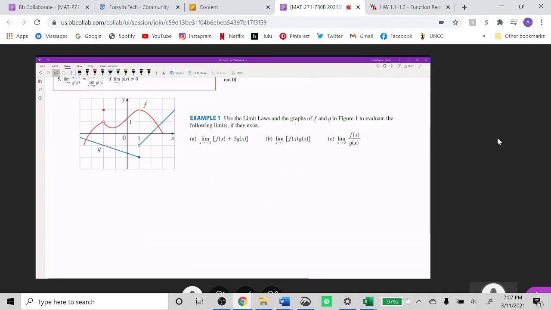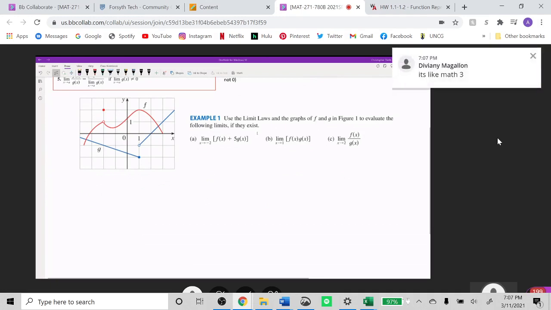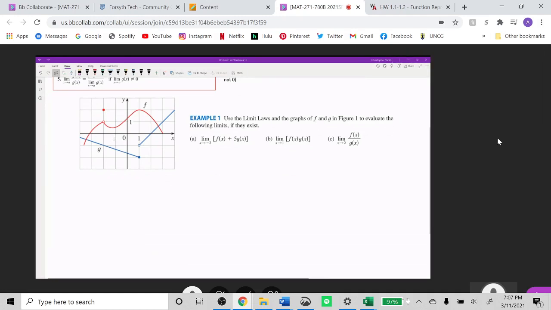Let's use the limit laws and the graphs of f and g in figure 1 to evaluate the following limits if they exist. So f is the red function here and g is the blue function. So the limit of f of x plus 5 times g of x as x approaches -2.